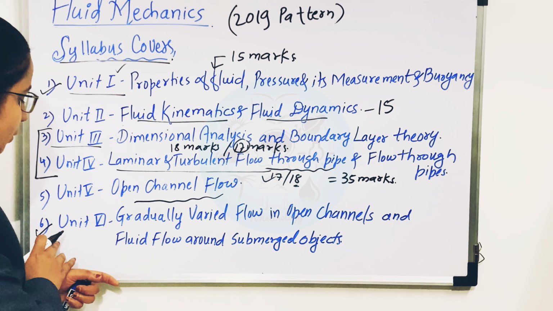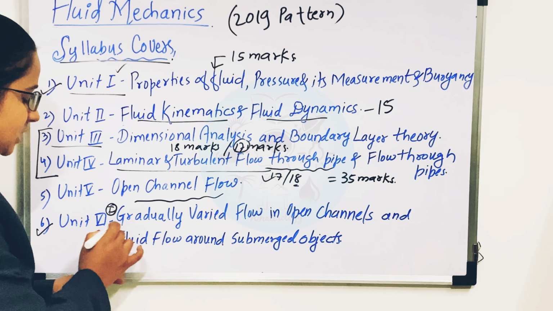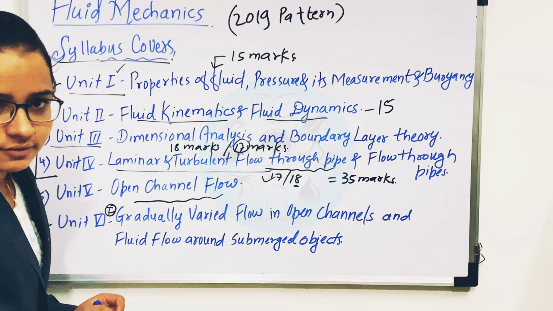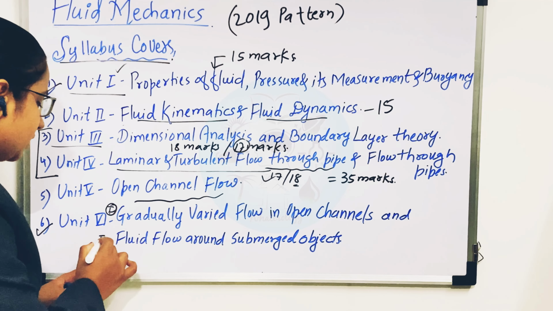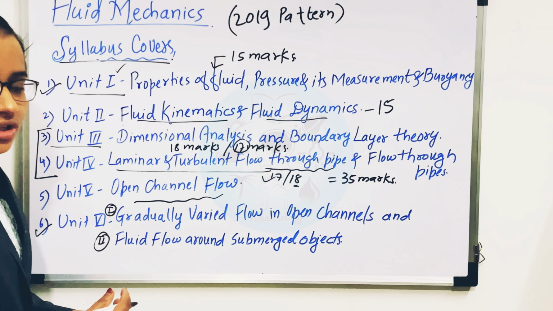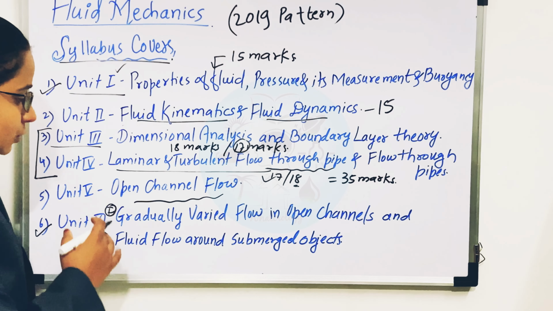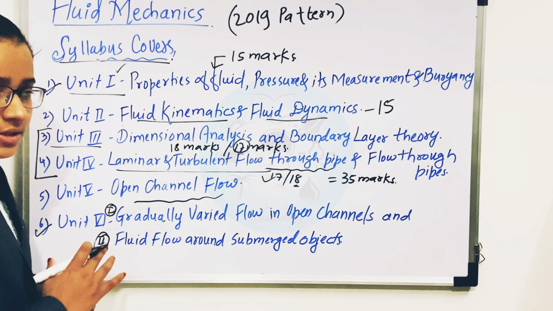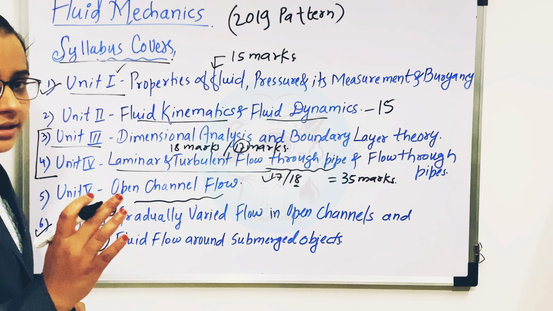Now in the last unit, unit number 6, again it is divided into 2 chapters. The first chapter is GVF, that is gradually varied flow in open channel, and the second portion is fluid flow around submerged bodies or submerged objects. Okay, so these are the portions. I am just highlighting the headlines of these portions, and most importantly the weightages.